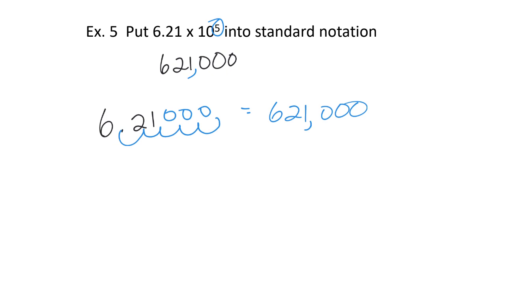Now, obviously, if it was like 6.21 times 10 to the 12th, you can't use your calculator. You've got to keep on going, doing the little spaces until you've hit 12.